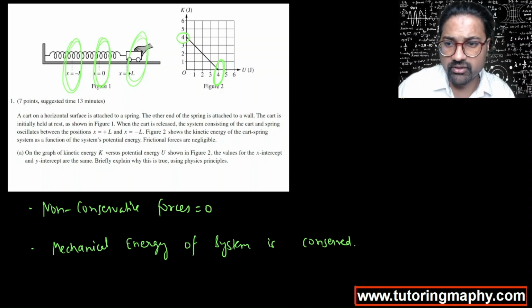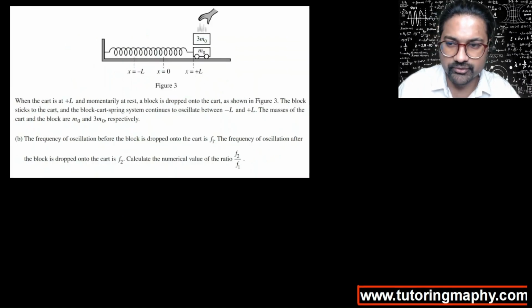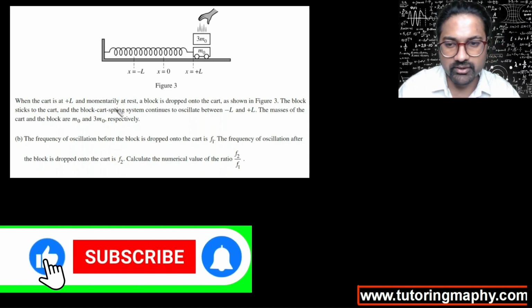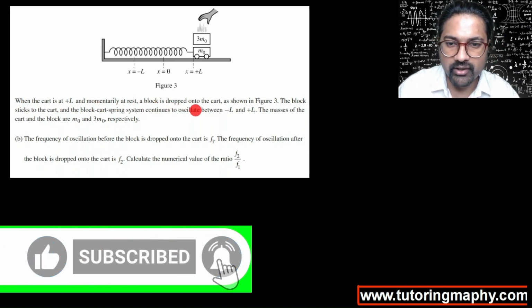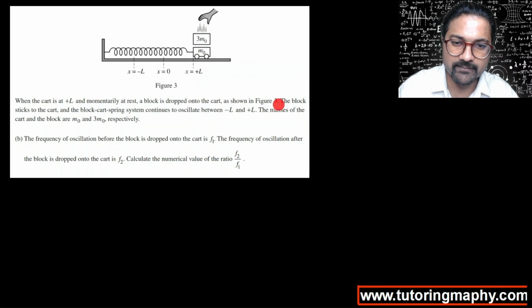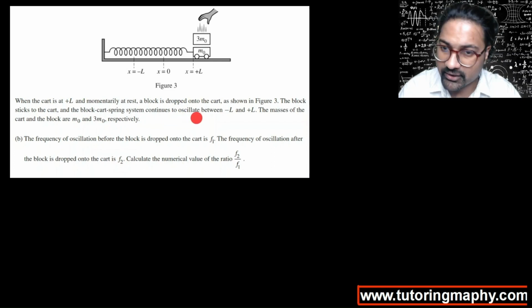Let's jump on to part B of the same question. Oh, this is interesting. They are pretty much mixing momentum in SHM. When the cart is at plus L and momentarily at rest, this is really important, momentarily at rest, a block is dropped onto the cart as shown. We can clearly see that a 3m0 block is dropped on the cart of mass m0, and the block sticks to the cart, and the block cart spring system continues to oscillate still between negative L and L, right?